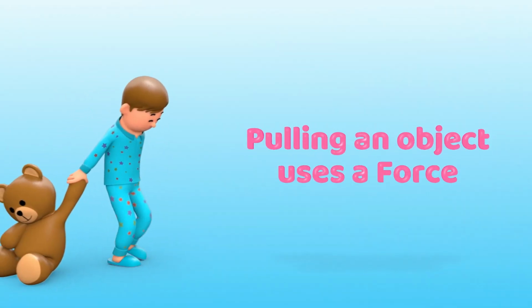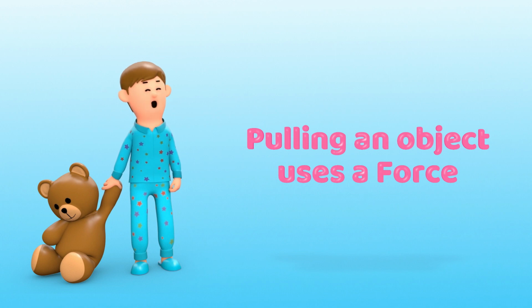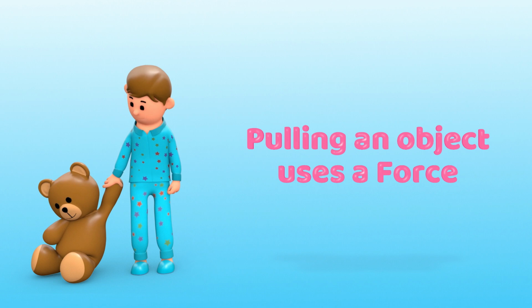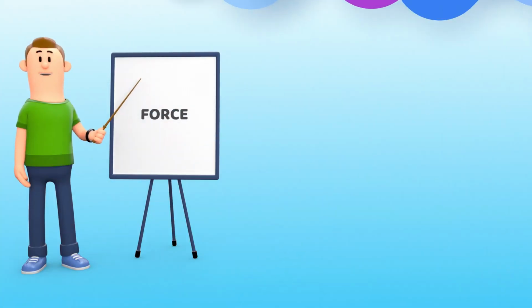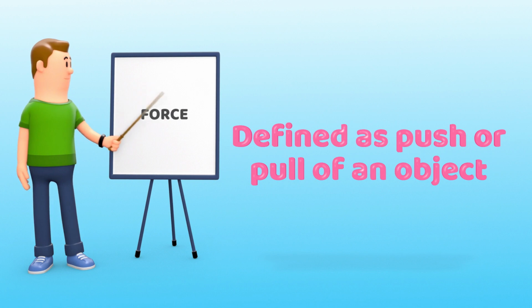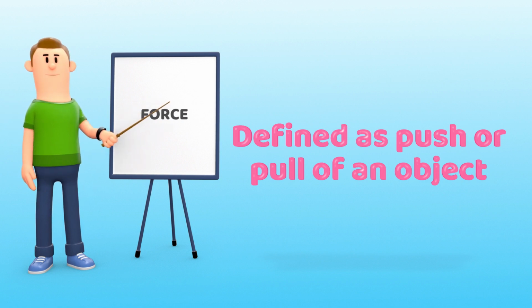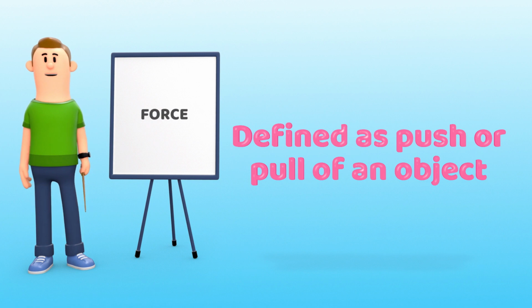Sometimes you can cause a motion to an object by using a pulling action. For example, if you want to open a freezer, you need to pull. So now we can define a force as a push or pull of an object. And always a force occurs when there is interaction between two objects.